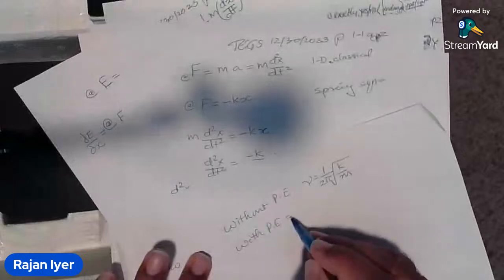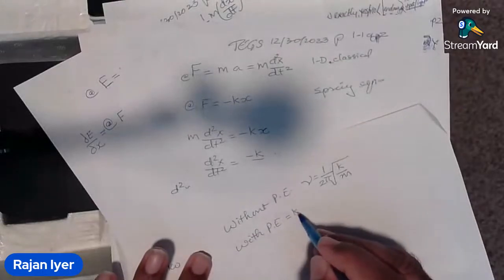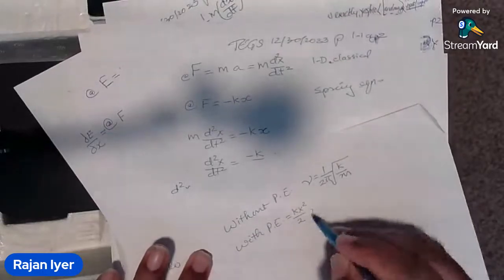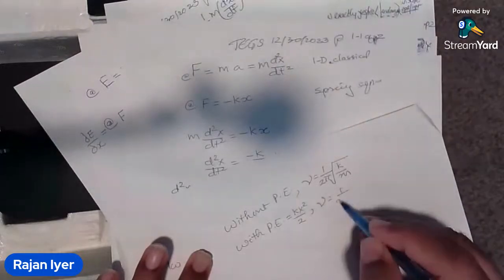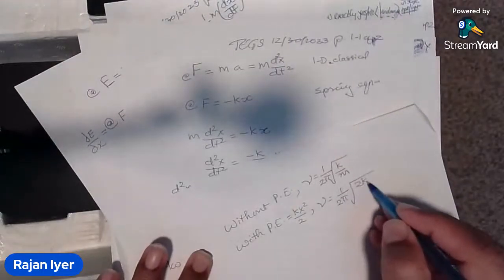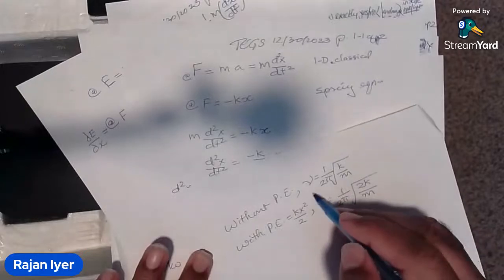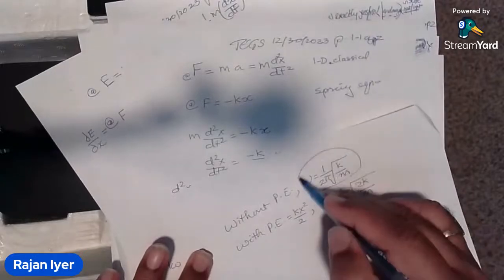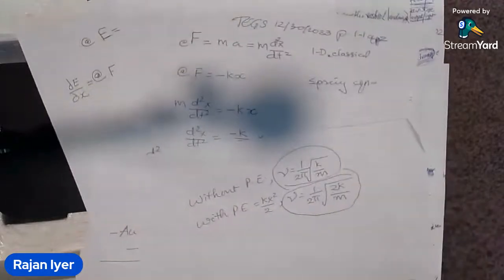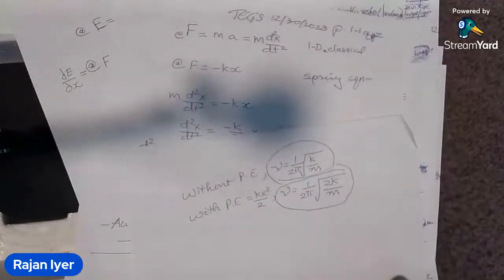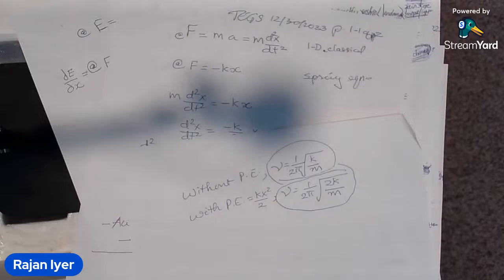P equals kx squared over 2, equals 1 over 2 pi square root of 2k over m. I just want to wrap up. So it's clear. I think this should be very, very clear. Right? Yes. So then I switch off this one now.